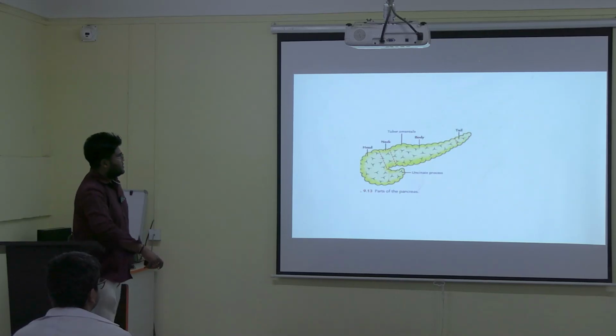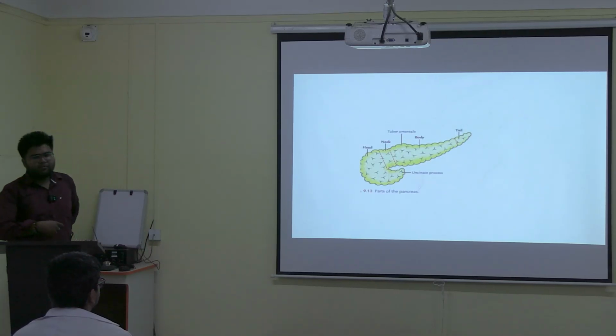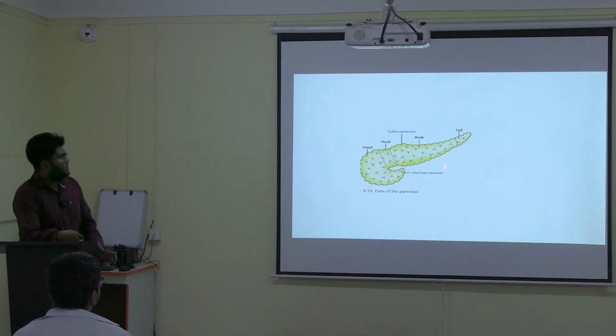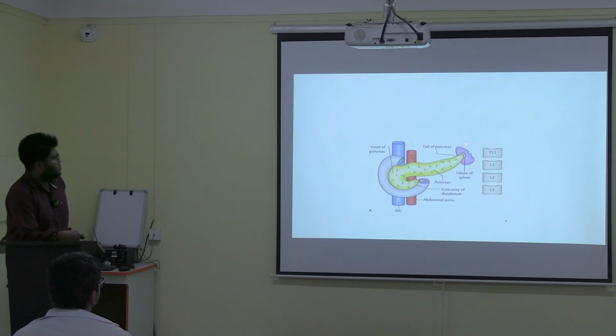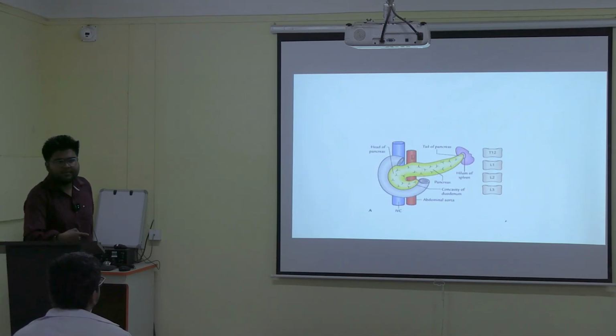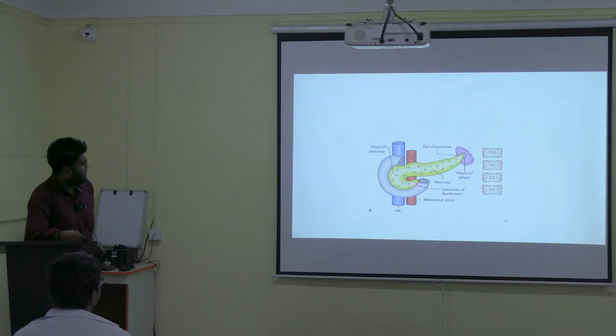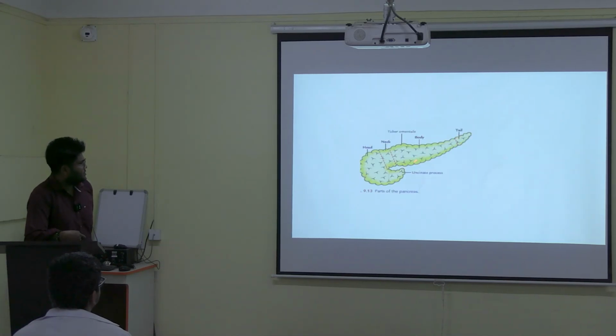First the parts, there are mainly 4 parts in the pancreas. First one is your head, then the neck, then body, then tail. Always remember this tail part is attached to the hilum of the spleen. In the hilum of the spleen your tail part is attached. And in the head part one process is present here. This is called your uncinate process. This is attached to your head part.